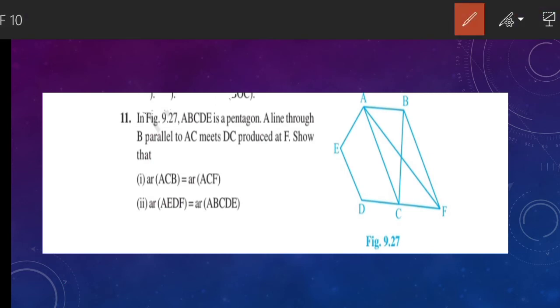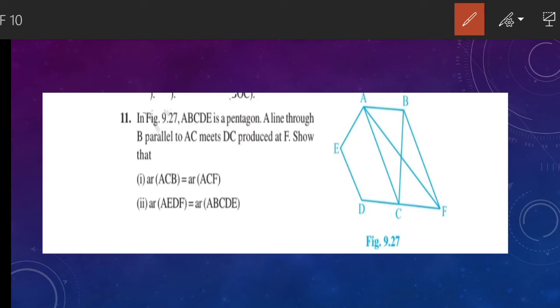And this is our question number 11. In this question we have ABCDE is a pentagon. So ABCDE is a pentagon. Pentagon means it is a five-sided figure. It is not a four-sided figure, so it's not a quadrilateral. It is a five-sided figure known as a pentagon.